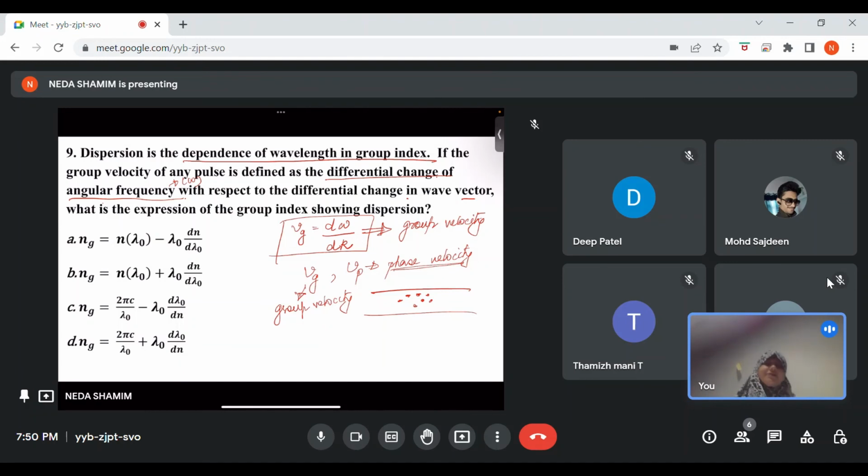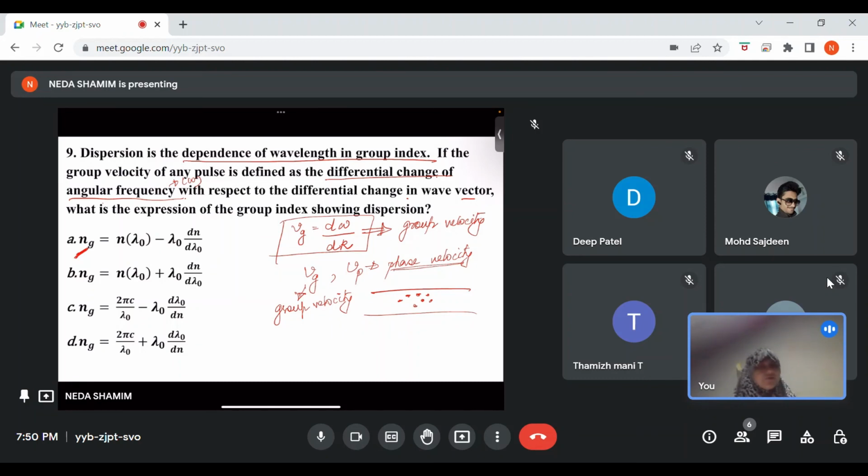It's usually in a wave packet where you have a number of waves with almost near equal frequencies, nearly, not exactly equal. So there, that wave packet travels with a group velocity as well as a phase velocity. There are two velocities associated with it. So here what we are more concerned with is the group velocity. So group velocity of any pulse is the differential change in the angular frequency with respect to the differential change in the wave vector. So the expression of the group index, that is this Ng, this is what you call the group index, showing dispersion would be.